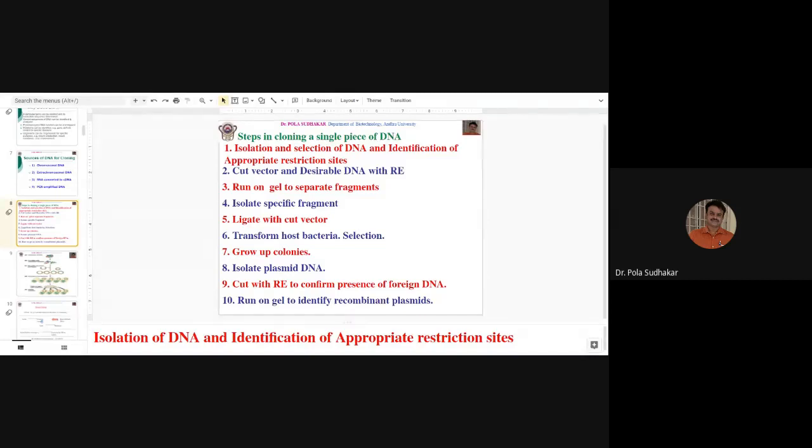The next step is transforming the host bacteria. The next step is selection of DNA clones and their expression, and growing up colonies. The eighth step is isolating plasmid DNA. The ninth step is cutting with restriction enzymes to confirm the presence of foreign DNA. And the last step is running on a gel to identify recombinant plasmids. Okay, so these are the steps involved in the cloning of DNA.